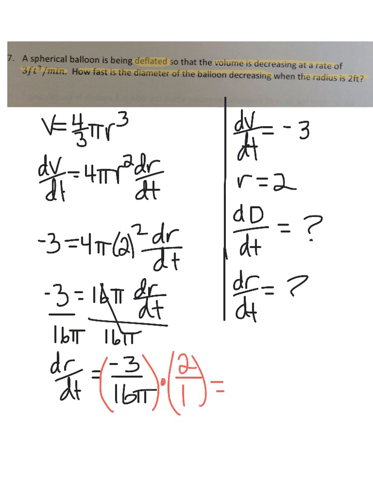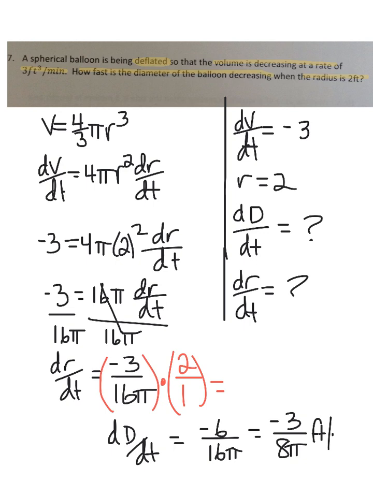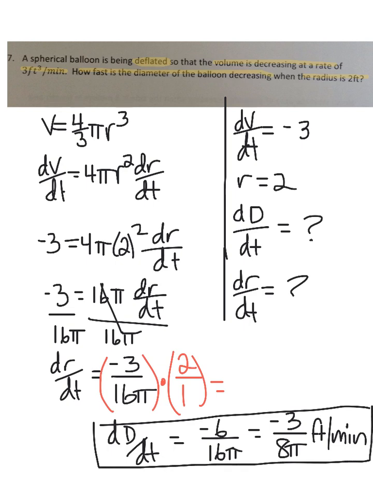Okay, so then for our dD/dt, that will be -6 over 16 pi. Now if you want to reduce that, 2 goes into both of those, so -3 over 8 pi, and it would be feet per minute. Not a big deal. All we have to do is just double, and we're good to go.